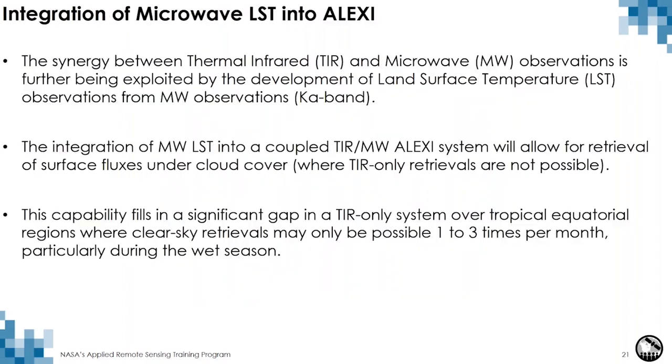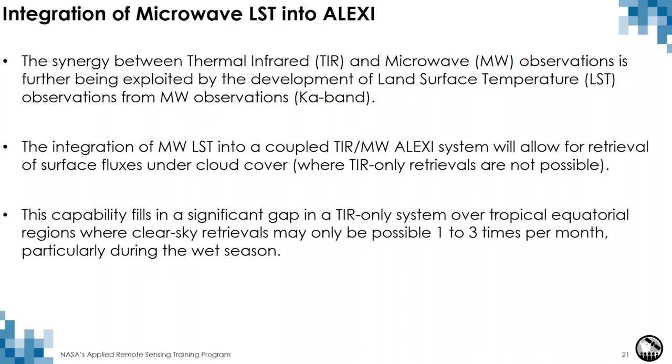So one other thing, this is something that's been an important integration of a new observation into our modeling system. Our method really does rely on the thermal infrared wavelengths to measure land surface temperature. So these only allow us to measure land surface temperature, and then subsequently evapotranspiration, when there are no clouds. And that can be problematic in a lot of areas.